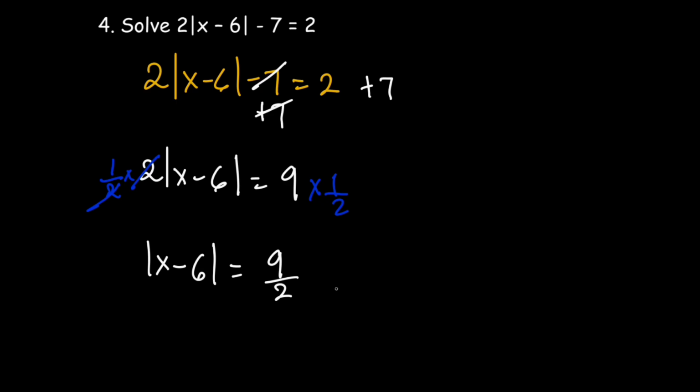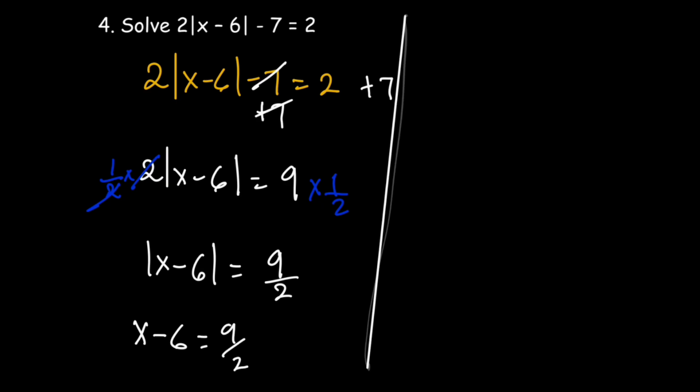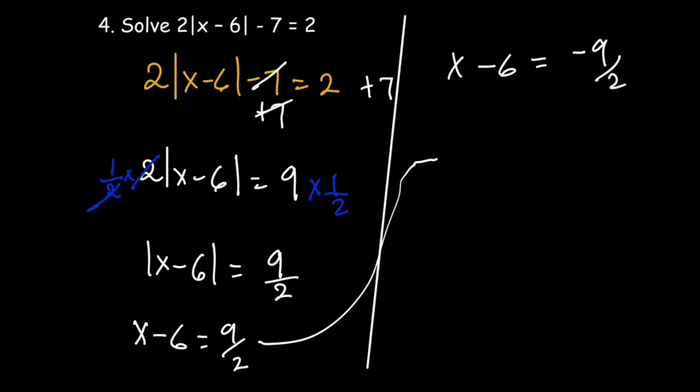All right, then over here we can go ahead and write the two equations, where the first one is x minus 6 is equal to 9/2, and the second equation is x minus 6 is equal to negative 9/2. And in solving this first equation, let me bring that one over here.